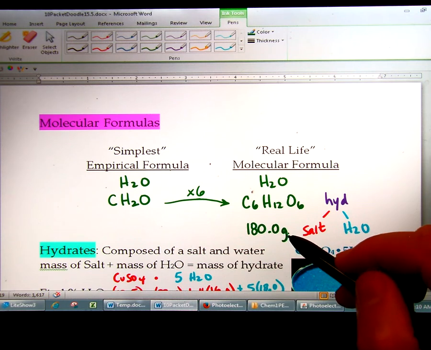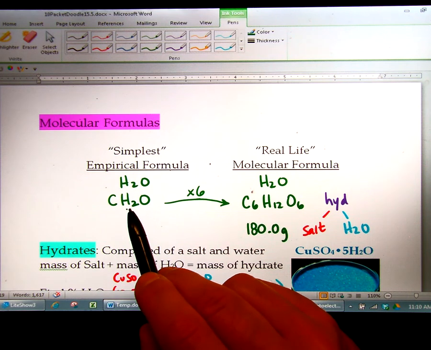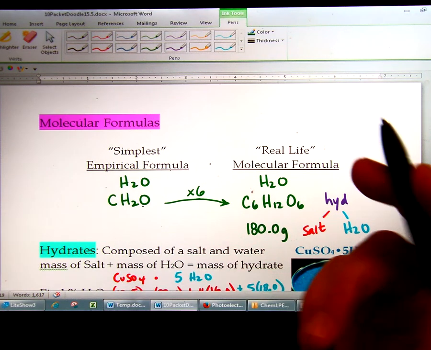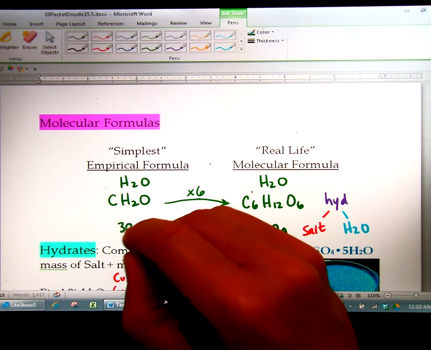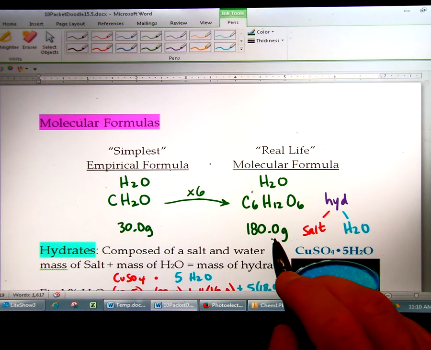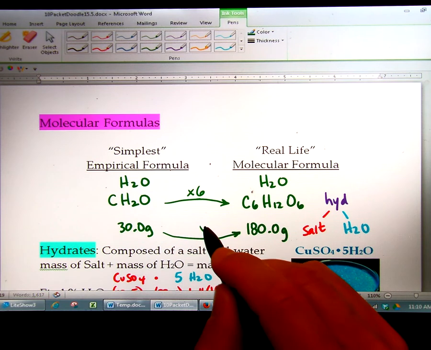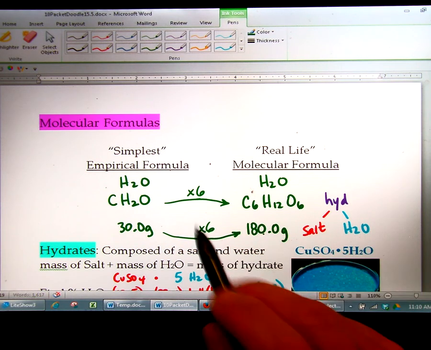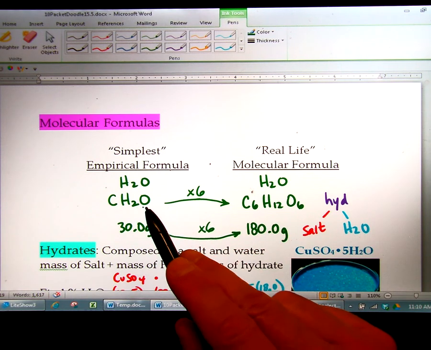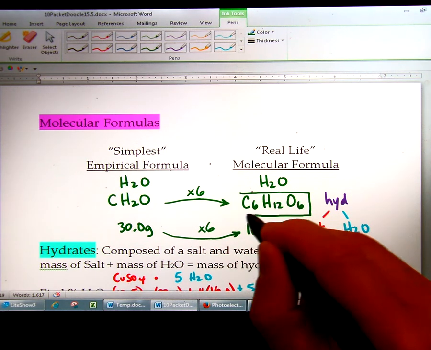What you need to do is you need to add this up yourself. So C is 12, plus 2 is 14, 14 plus 16 is 30. So 30.0 grams is the simple, and the real one weighs 180, so that is 6 times greater. So if that's 6 times greater, then you would then know that CH2O must be 6 times greater, and then you would come up with your final answer.